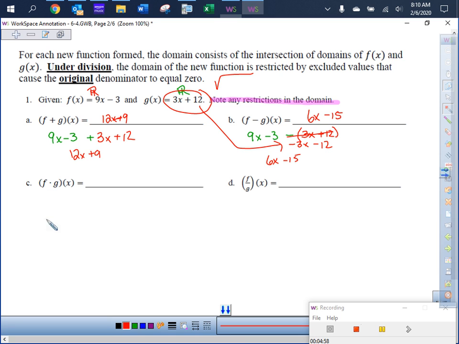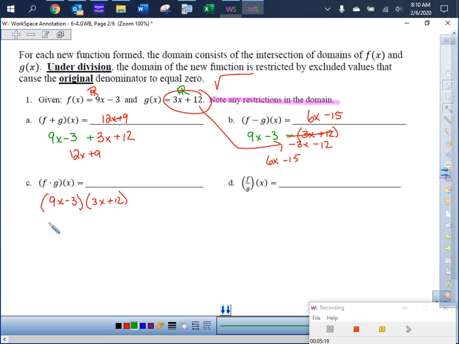And now, multiply. We will take f, which is 9x minus 3, and 3x plus 12, and we need to multiply them together. And since that's a binomial times a binomial, we'll FOIL it, right? So let's FOIL that out.